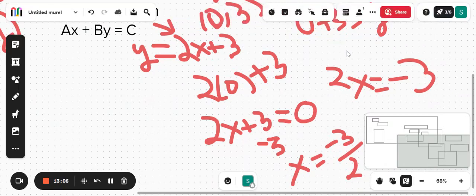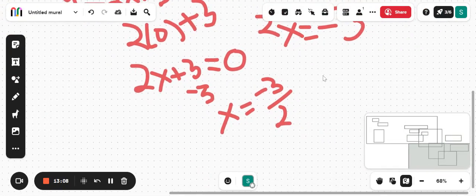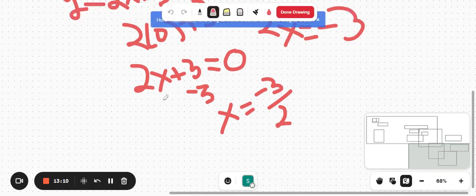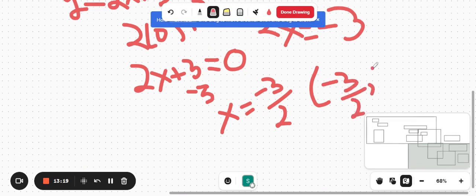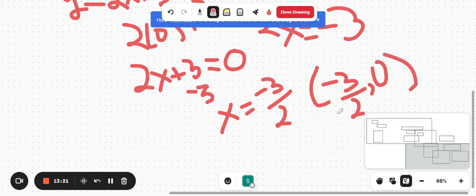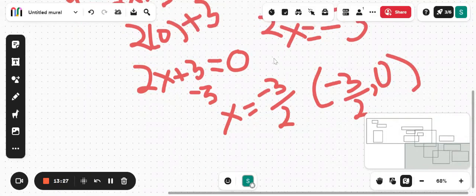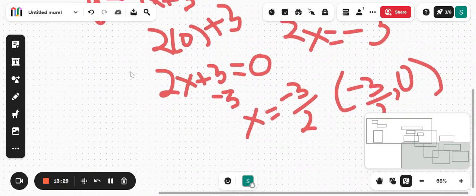So now that that's out of the way, just to clear that up a bit if there's confusion, what that means is the x-intercept is at negative 3 over 2, comma 0. Now notice how the y value is 0 here, so that's just what it means. So we found the x-intercept in this case. That's how you can find the x-intercept with this form.